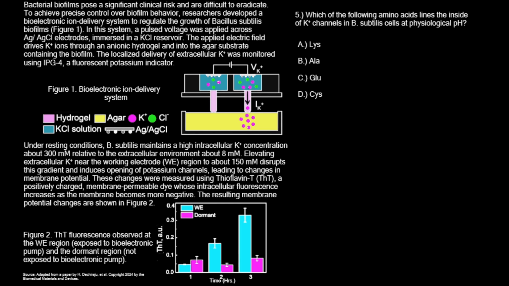Here is question number 5. It says which of the following amino acids lines the inside of K plus channels in B subtilis cells at physiological pH?